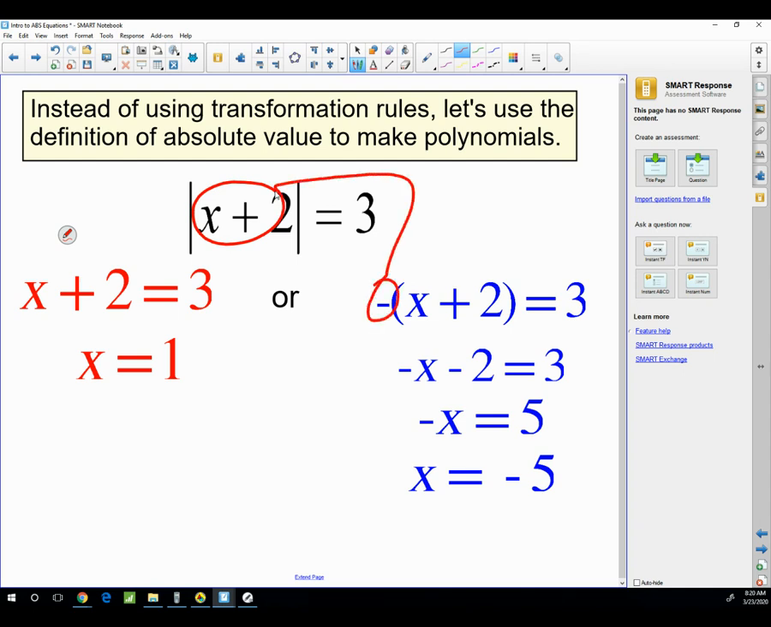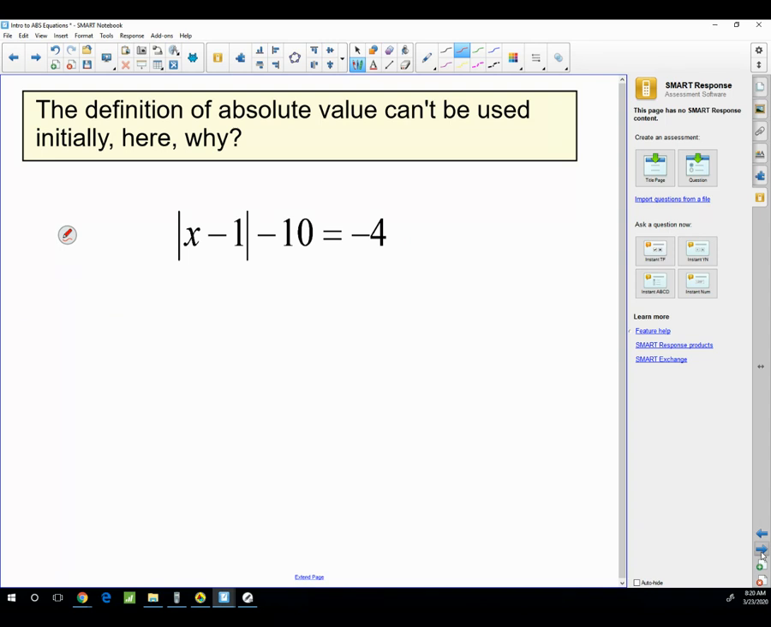Now, sometimes I will distribute the negative like I've done here, and sometimes I will divide both sides by -1. So just be looking out for that. All right, the definition, let's look at this problem.